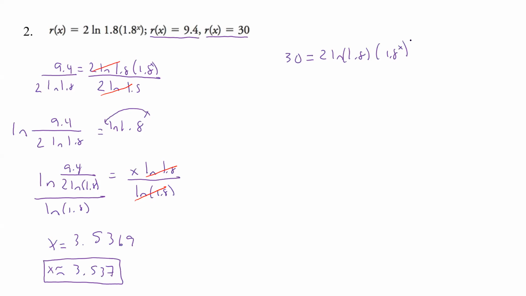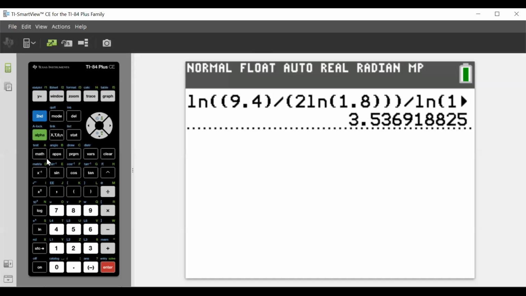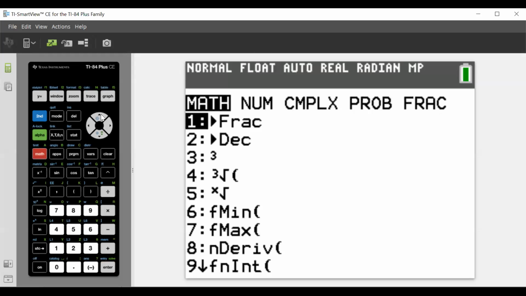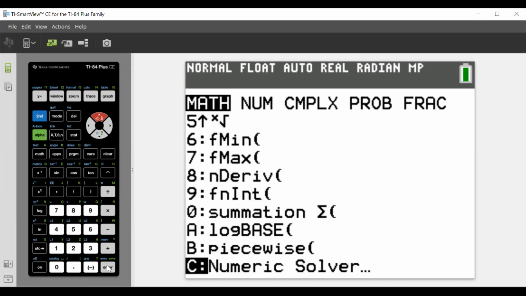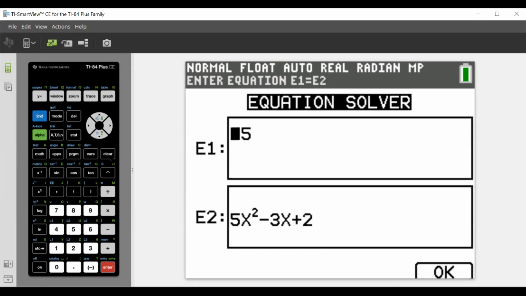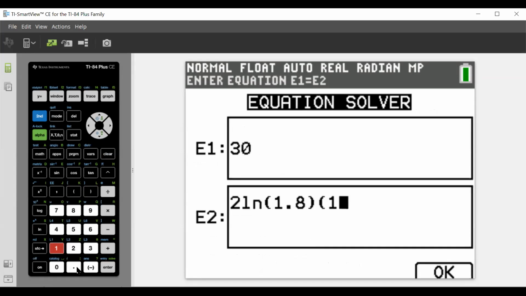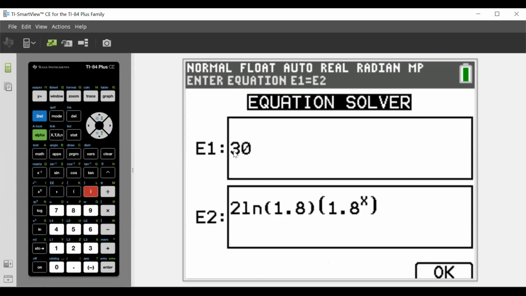What I'm going to do now is show you a trick on a calculator. When you know there's just one solution, we can use this nice feature called go to math, and then arrow up because it's the last one, and we want to do this numeric solver. We have something here already, so let's go ahead and do that. We said 30 was on the left, and on the right, let's clear that out, we had 2 times the ln of 1.8, and then that was times 1.8 to the x, and then go down, and then in parentheses, and make sure that's what we had.